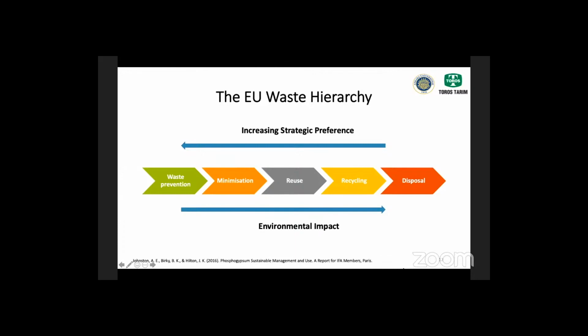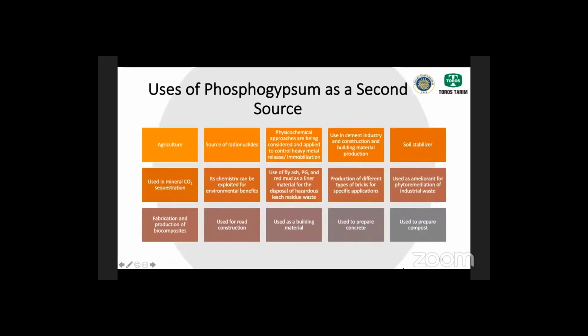As shown on the slide, you are seeing the European waste hierarchy. Reusing is an important step for phosphogypsum. On the slide, you are seeing uses of PG as a secondary source. Around the world, the top uses are agriculture, road construction as a building material, and soil stabilizer.